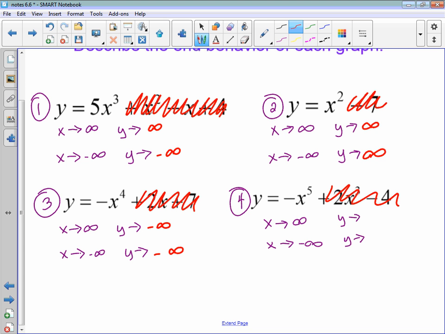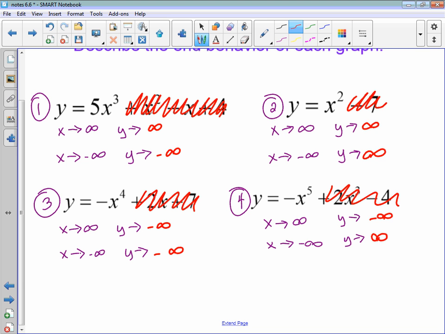So, what does that mean? As x approaches infinity, y approaches. So x this way, where do your y values go? Okay, negative infinity. And as x approaches negative infinity, where do your y values go? Yes. All right. Woo! Baby steps.